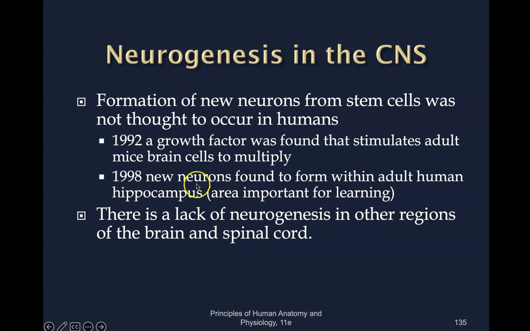For example, in the hippocampus, which is an area that's important for learning, it makes sense that it would be an area where you might have some neurogenesis. So you do get some, again it's limited, but you do get some neurogenesis in the hippocampus, as well as in the olfactory regions of the brain. Those are the two areas, but for the most part, there is a lack of neurogenesis in other areas of the brain and spinal cord. This is why, when you have damage to the spinal cord, you lose that function and you can't get it back, which is a super big bummer, right?